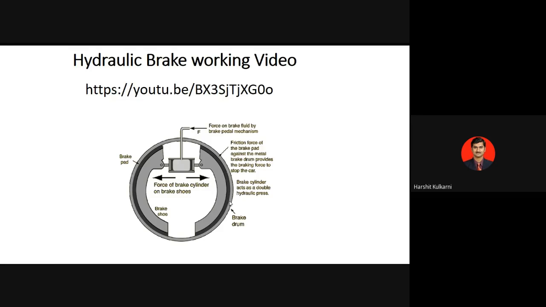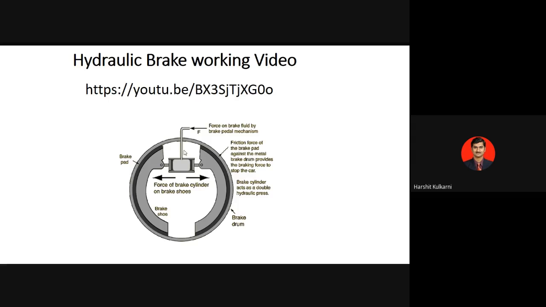For that brake drum, we have a brake pad which is attached. The outer element is the drum, and inside we have the brake pad. This brake pad will rub or come in contact with the brake drum in order to stop the movement of the vehicle. So what will happen when you press the brakes?